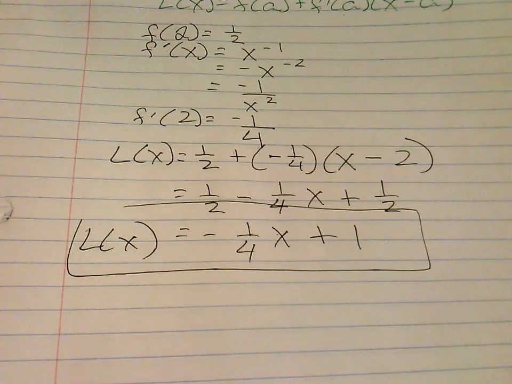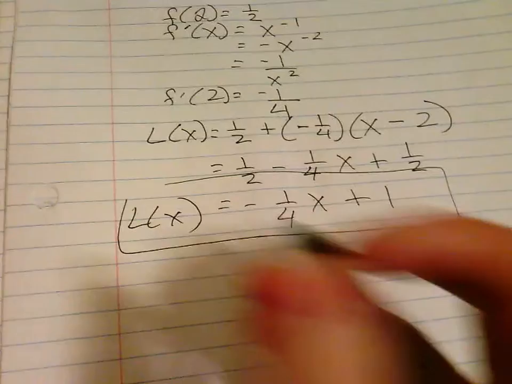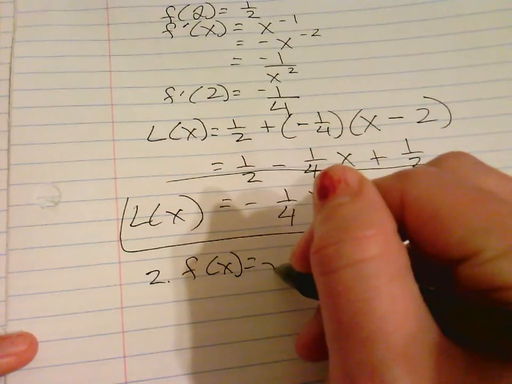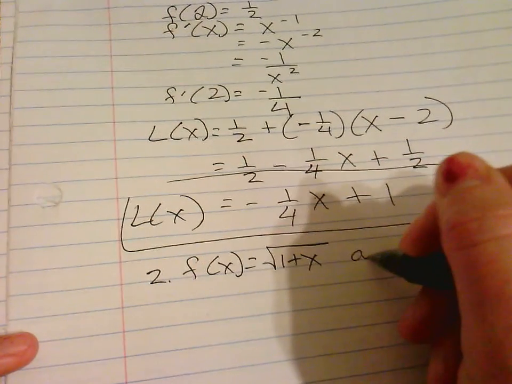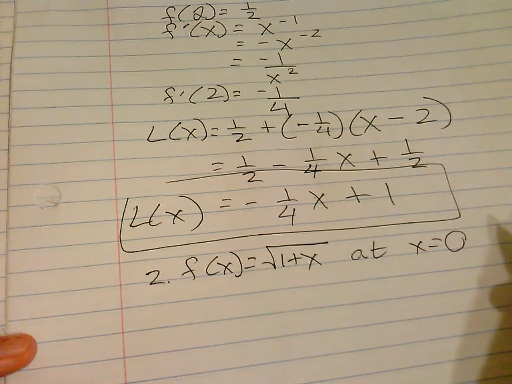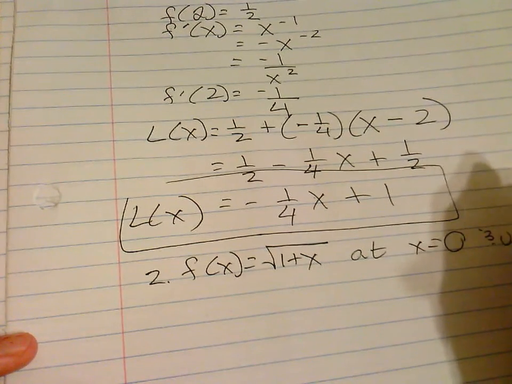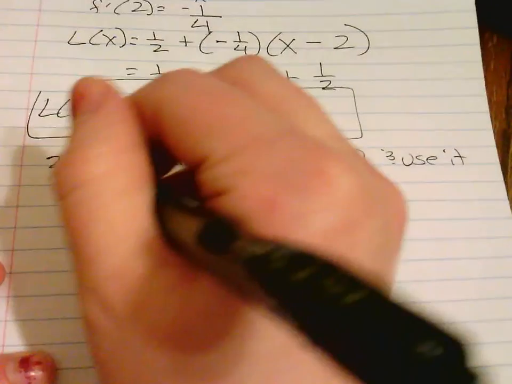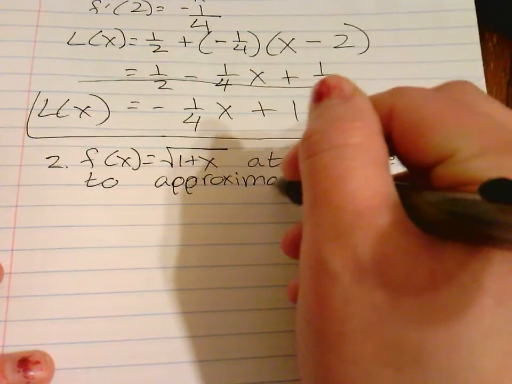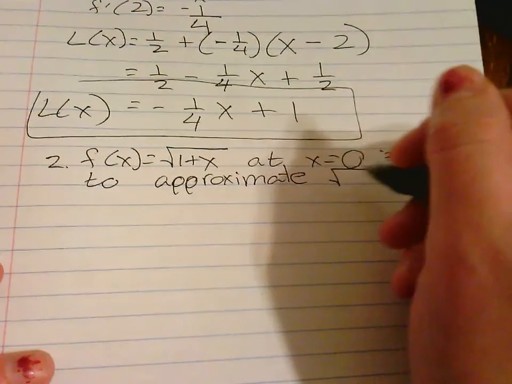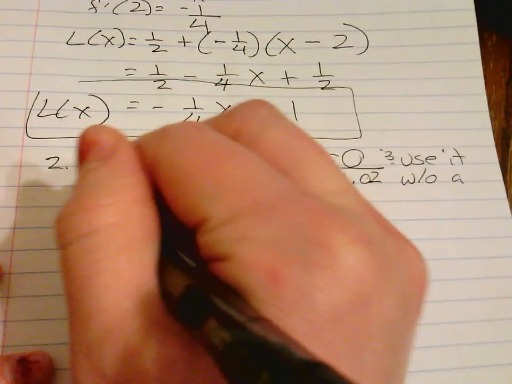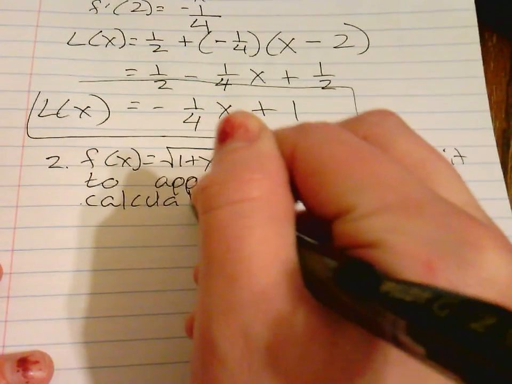Next, we're going to be learning how to approximate a root. So f of x equals the square root of 1 plus x at x equals 0. And we're going to use it to approximate the square root of 1.02 without a calculator. So this is just another application of linearization. Sounds scary, right? Well, you got brains. You can work this out.